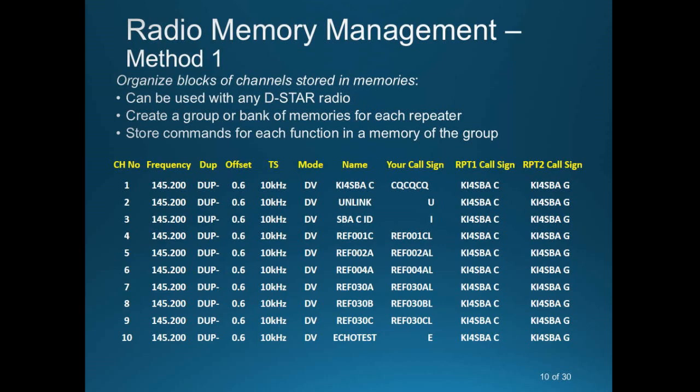Let me go through the sequence. My repeater is linked somewhere. I'll first select memory 2, issue an unlink command. I'm going to be very courteous, and I'm going to announce on the air what I'm going to do, so I don't get surprised with that. Repeater unlinks. Then I want to go down to Reflector 4A. So I'll select memory 6, key the mic, it links, and then I want to talk. I'll go back to memory 1.